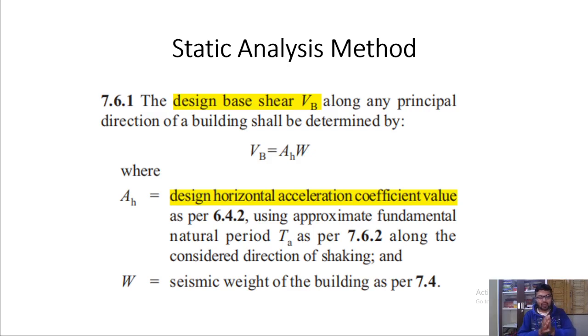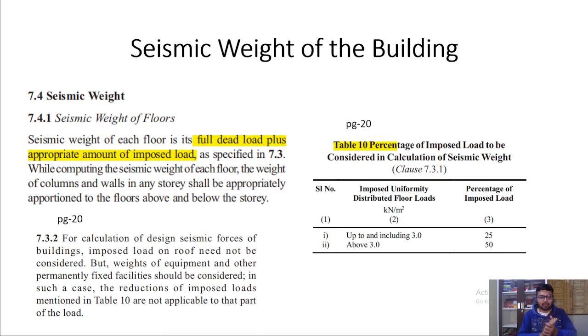So if you need to find out the base shear, we need to find out, first of all, Ah, the horizontal acceleration coefficient, and the seismic weight. So we'll understand the seismic weight first. How the IS code has defined the seismic weight and how we calculate it. If you look into clause number 7.4.1, the seismic weight is full dead load plus the appropriate amount of the imposed load.